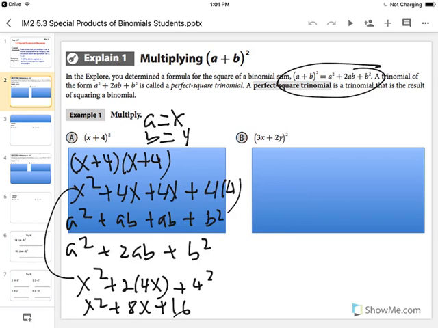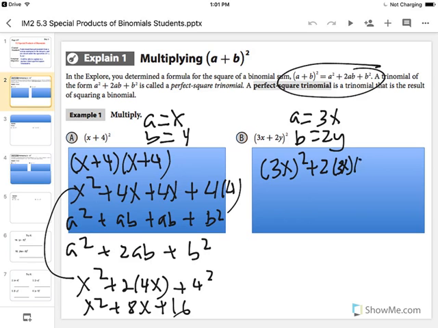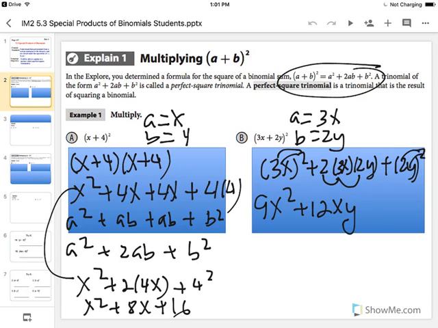Let's try part B. We see that a is equal to 3x and b is equal to 2y. We square this, which means we do 3x squared plus 2 times 3x times 2y plus 2y squared. Distributing, this gives us 9x squared plus 2 times 3 is 6, times another 2 gives us 12xy, and we square the 2y to give us 4y squared. We can either use the formula or use the distributive property. It will give us the same answer.